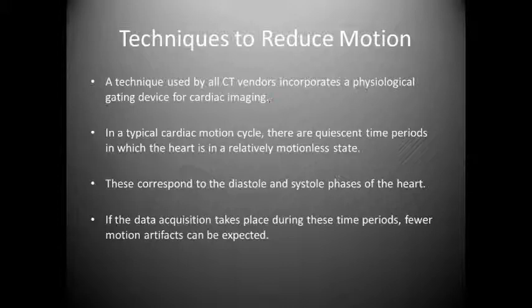So the techniques to reduce motion, as we know, motion is the arch enemy of CT. The way to increase temporal resolution instantly is to decrease motion. A technique used by all CT vendors incorporates a physiological gating device for cardiac imaging. In a typical cardiac motion cycle, there are quiescent time periods in which the heart is in a relatively motionless state. That corresponds to the T wave. These correspond to the diastole and systole phases of the heart.